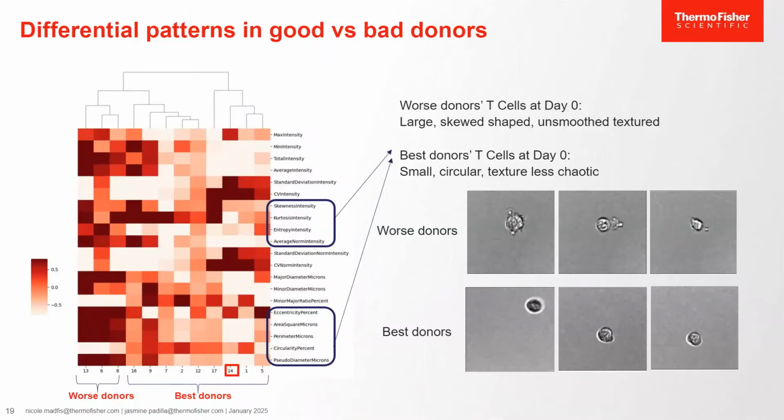To better understand what morphology parameters were most significant, we also looked at the enrichment across morphology metrics between the 4 donors and saw that there were very distinct differential patterns in the better versus worse expanding donors. Of note, parameters related to texture, brightness, and distribution of signal intensity, such as skewness, kurtosis, entropy, and average norm intensity, and parameters related to shape, such as eccentricity, area, circularity, and diameter, were largely what significantly distinguished between the better versus worse performing donors at day zero.